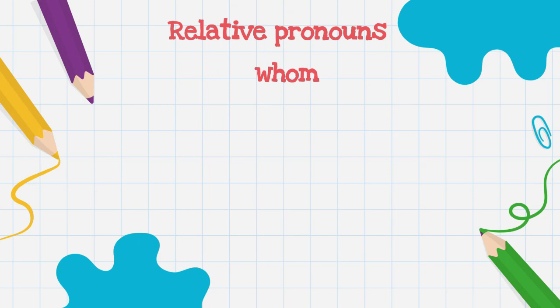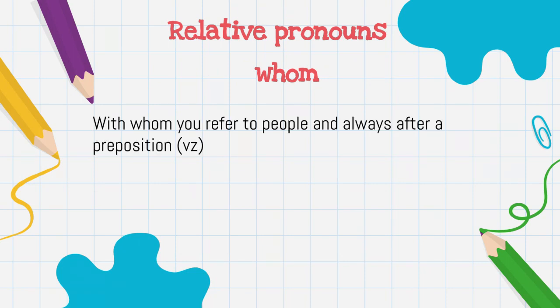Now we go to whom. Whom is used when you refer to people and always after a preposition. What is a preposition? A preposition is a voorzetsel. What is a voorzetsel? Kastwoordje. Oh, right, yeah, in the kast, op de kast, achter de kast. So the same in English. In the cupboard, under the cupboard, on the cupboard, next to the cupboard, in front of the cupboard.